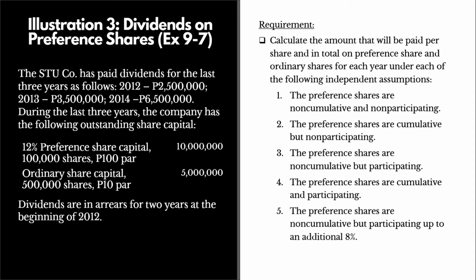So the requirements are to calculate the amount that will be paid per share and in total on preference share and ordinary shares for each year under each of the following independent assumptions. First, the preference shares are non-cumulative and non-participating. Second, the preference shares are cumulative but non-participating. Third, the preference shares are non-cumulative but participating. Fourth, the preference shares are cumulative and participating. And lastly, number 5, the preference shares are non-cumulative but participating up to an additional 8%.